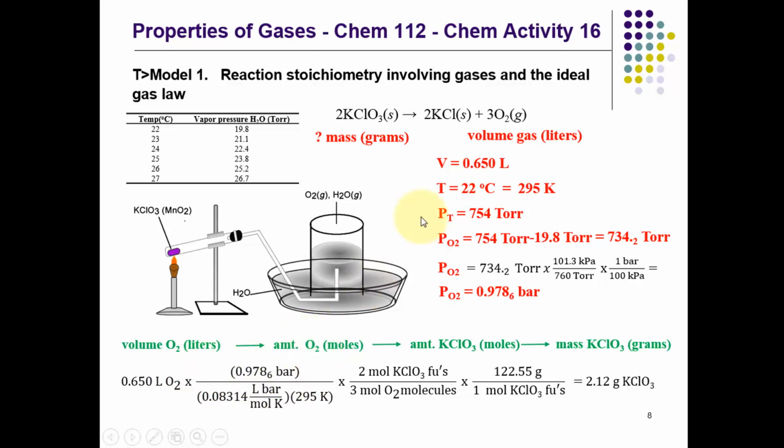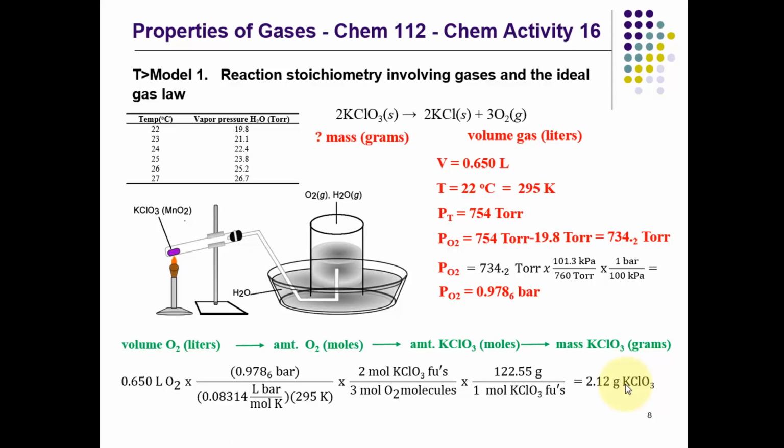We then convert the amount of oxygen gas to the amount of potassium chlorate using these conversion factors. Note I say 2 moles of potassium chlorate formula units. That's just because potassium chlorate is an ionic compound, so we really should not be referring to it as molecules. I'm not so picky about that, but I'm trying to use the correct terminology. So 2 moles of potassium chlorate formula units per 3 moles of oxygen gas. And then finally the molar mass of the potassium chlorate to convert to the actual mass of potassium chlorate that's needed to produce that volume of gas.